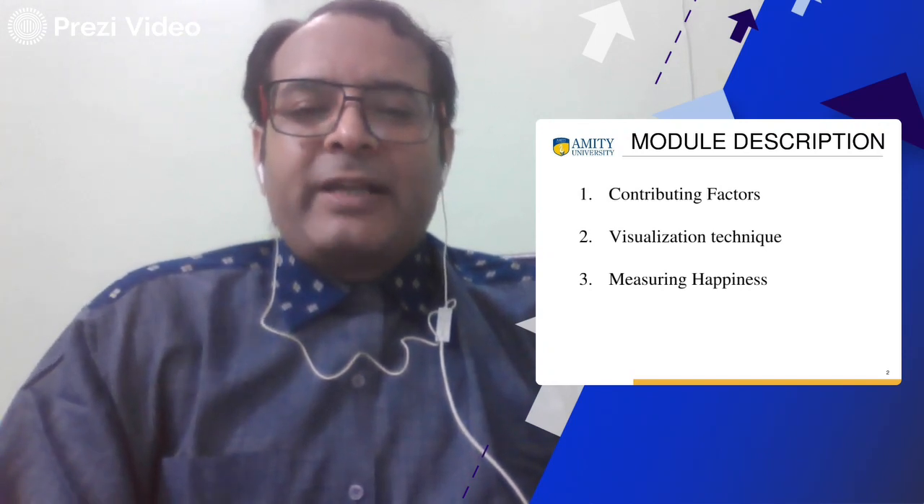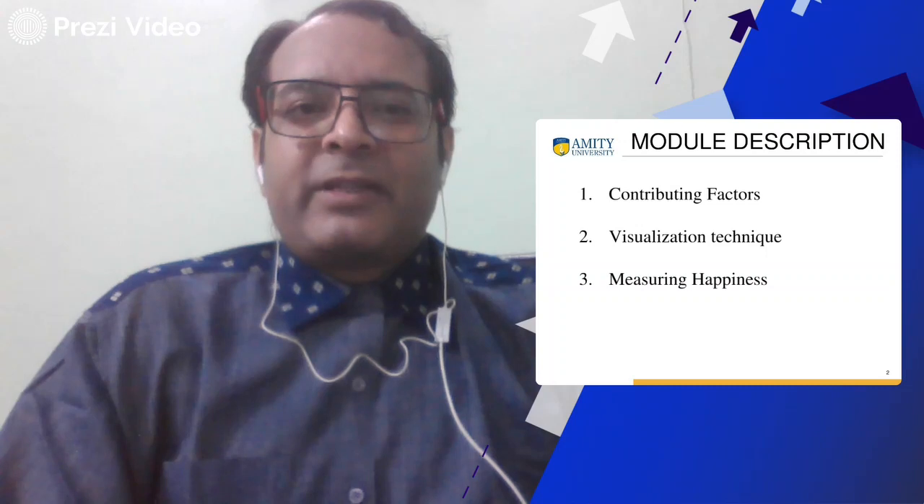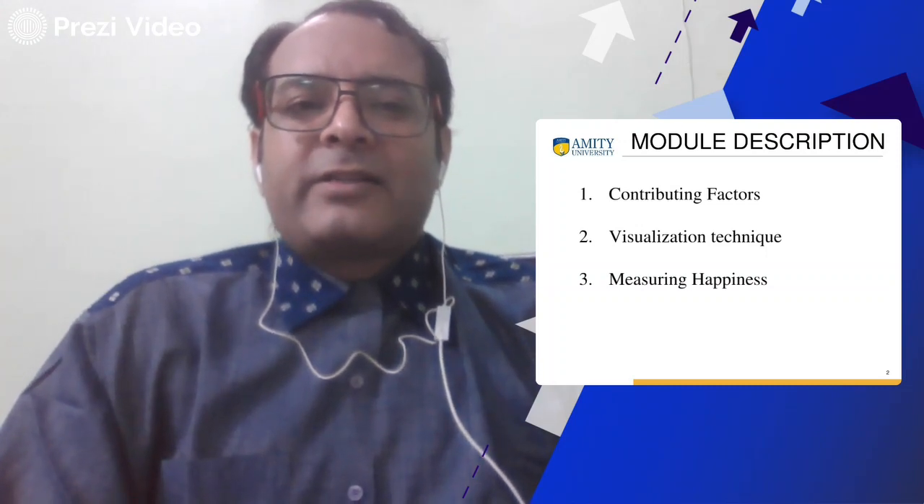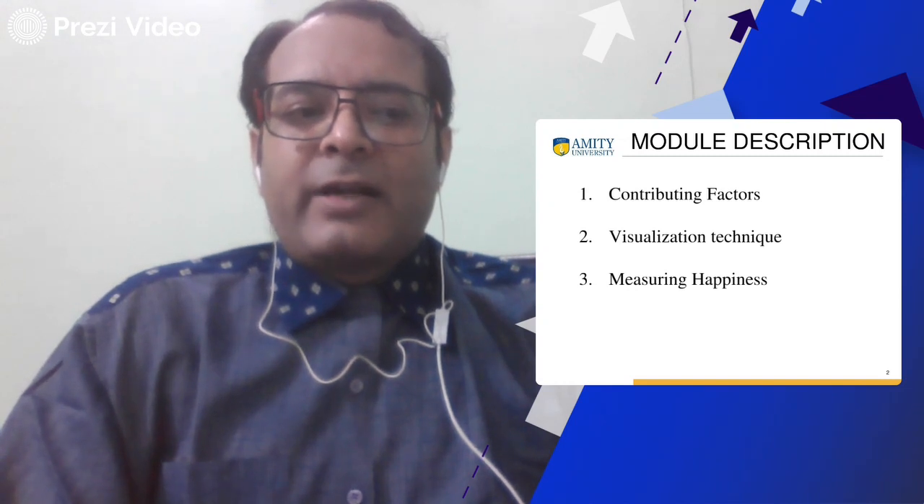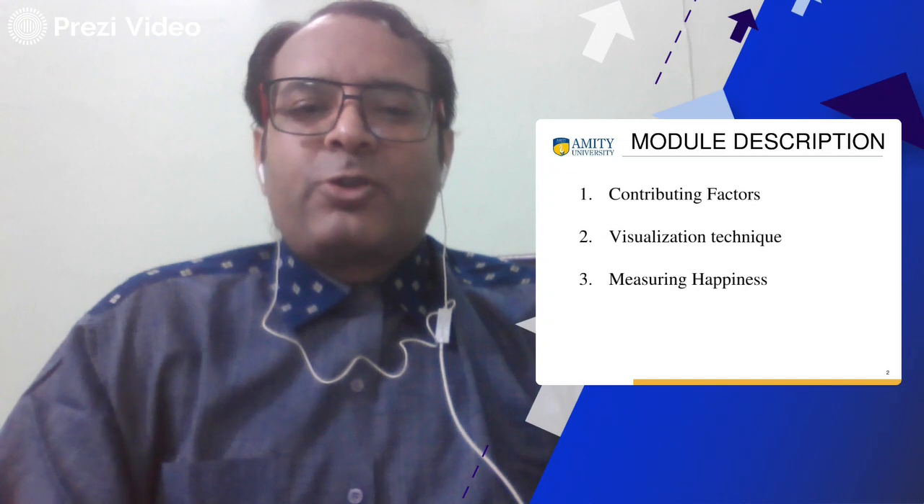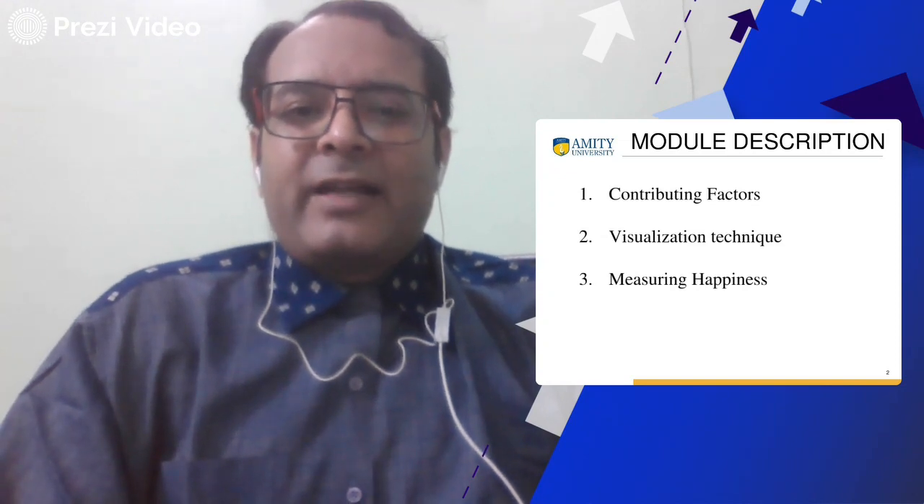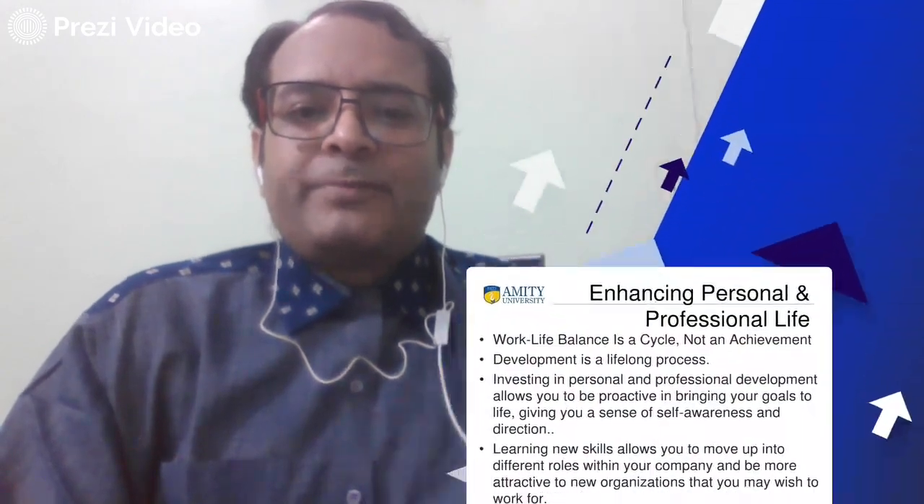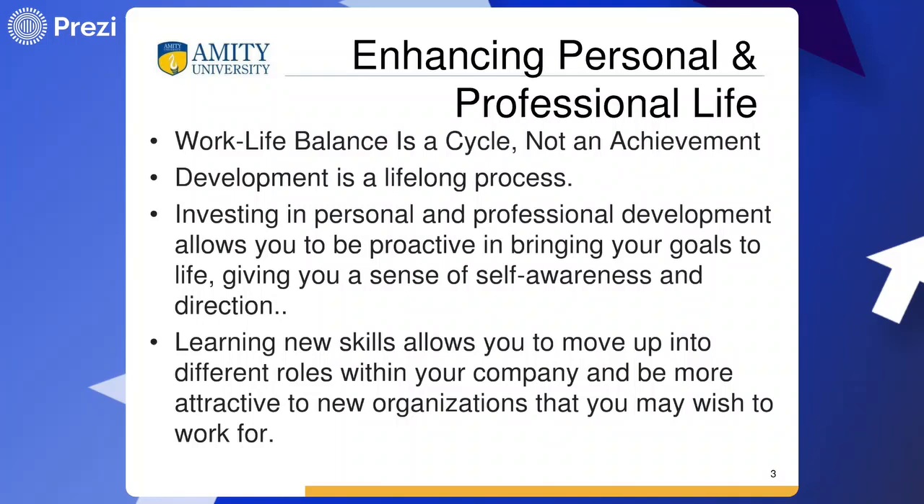Number three, measuring happiness. If you want to improve something, you should be able to measure it. This is a rule that is given to all business heads. Similarly, if you want to improve happiness, you should also know how to measure it. Are there any methods to measure that? This is the objective of this whole module. Let's move on with the first part, enhancing personal and professional life.